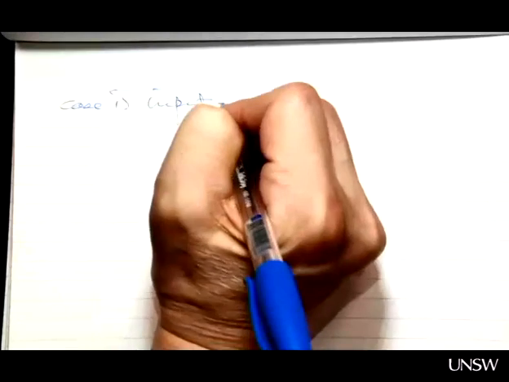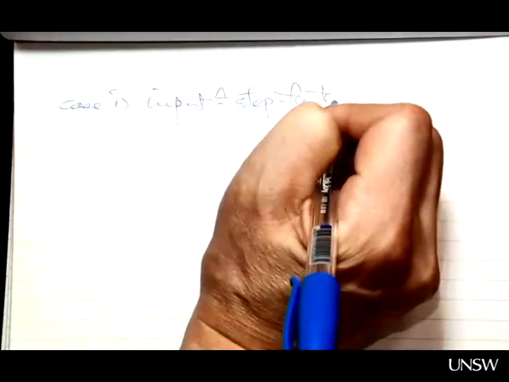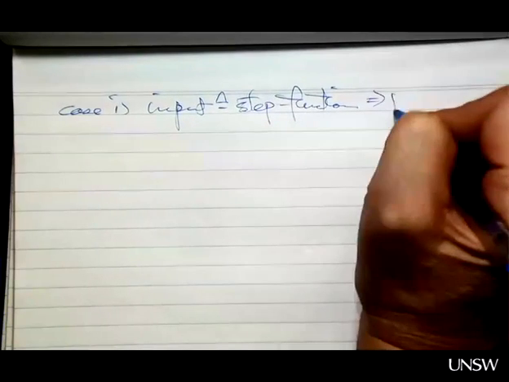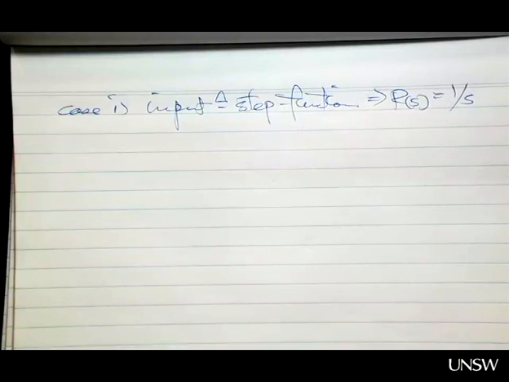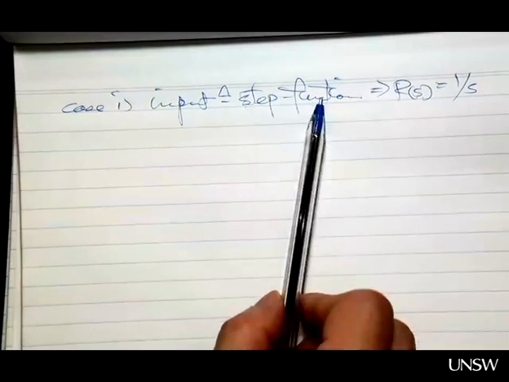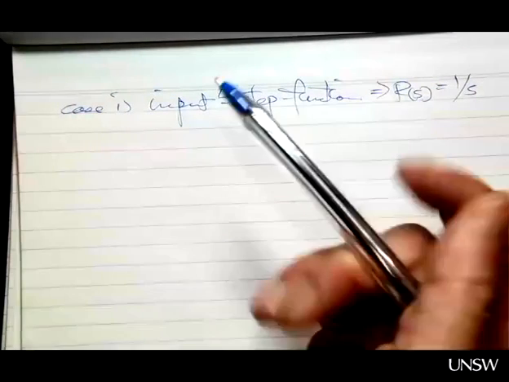Then we take a look at different cases. For example, we have case 1, right? The input is a step function. Then the input is 1 over s. Okay, agree that if it is a step function, then the Laplace transform of the input is 1 over s.